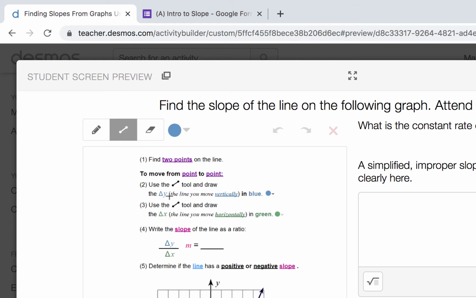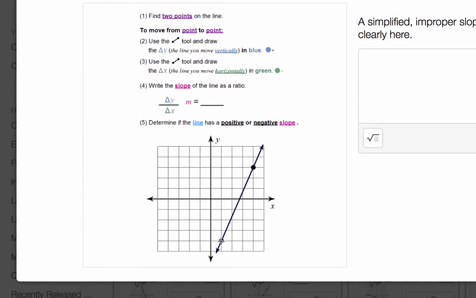And draw the change in Y. So this symbol for the triangle is referred to as delta in Greek. And it means change. So if we're looking at the change in Y, I'm going to start from left to right. So I'm going to start right here. And they're talking about the vertical change. So I go all the way up so that I'm even with this other point.